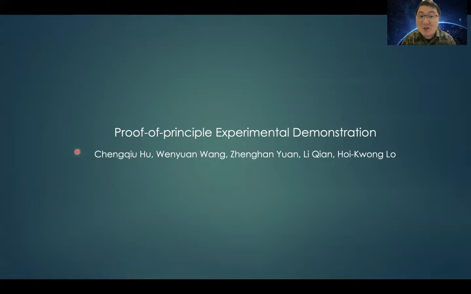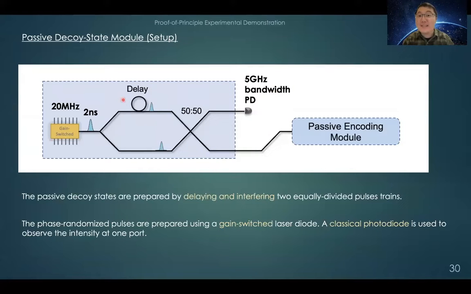This part is led by Dr. Chen-Jiu Hu, who is the experimental postdoc in the group at HKU. So first, we test the passive decoy-state module, where a gain-switched laser outputs pulses.